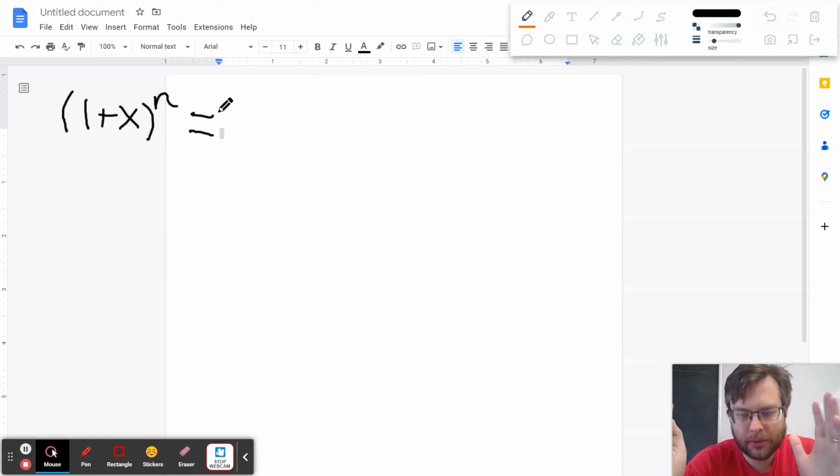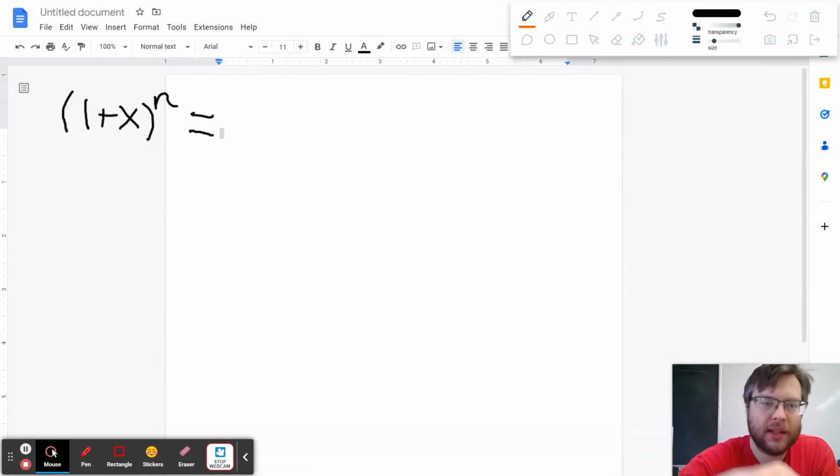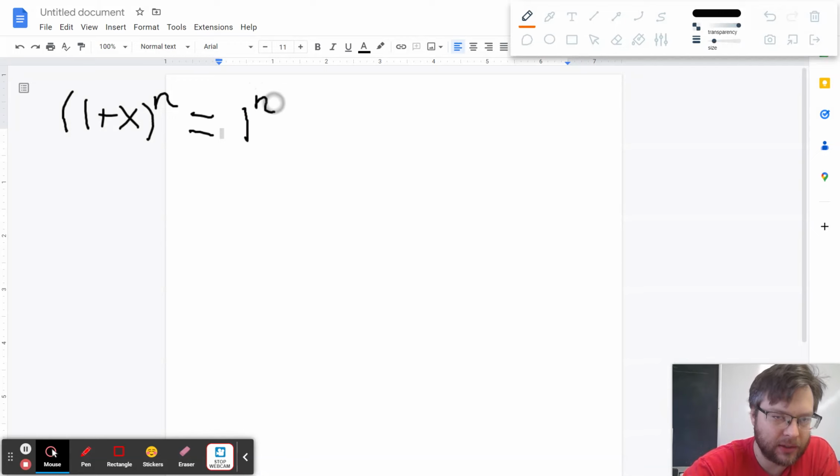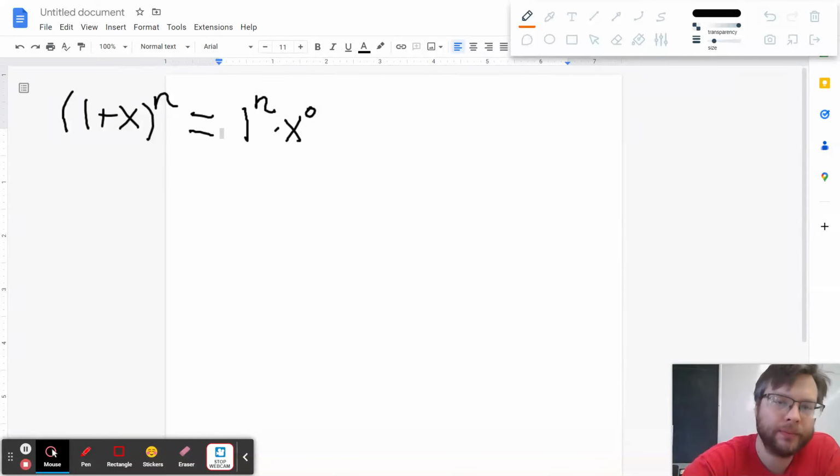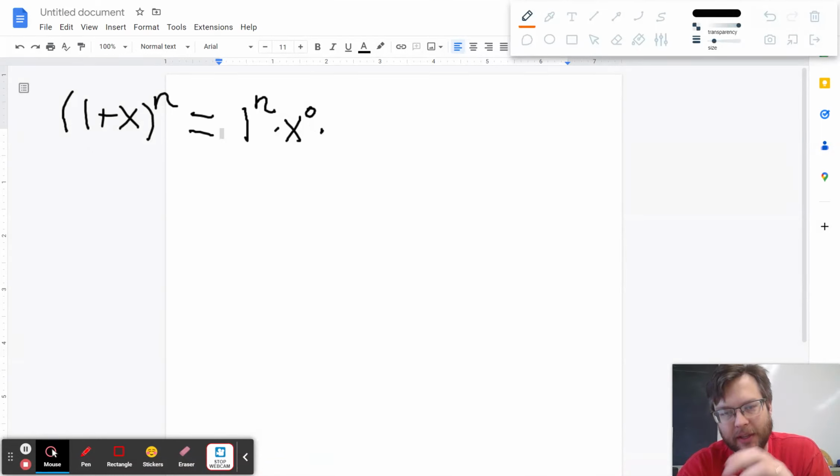If I want to get the number 1, that means that I had all of the ones multiplied together and I had none of the x's multiplied together. That's the only way to get the number 1. And what that meant is that I chose n copies of 1 and I chose 0 copies of x.